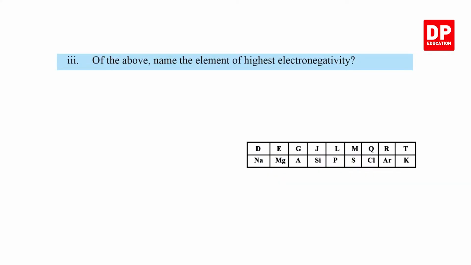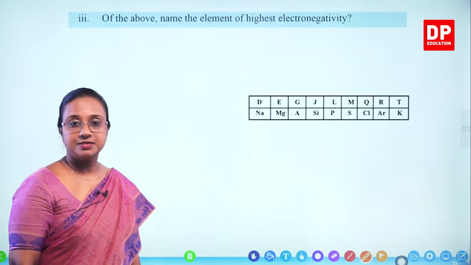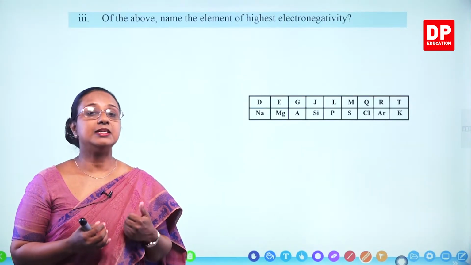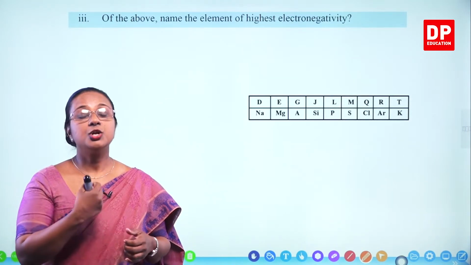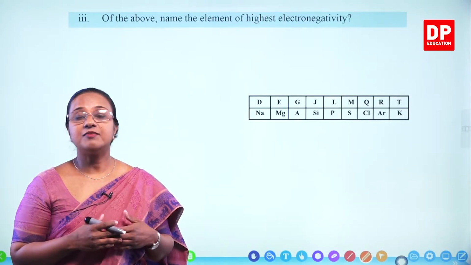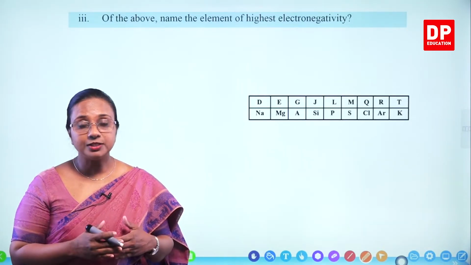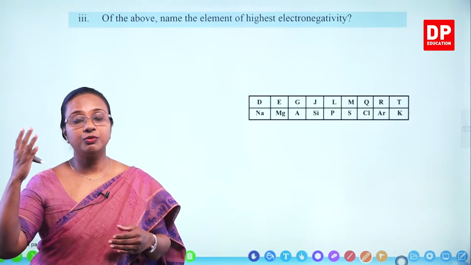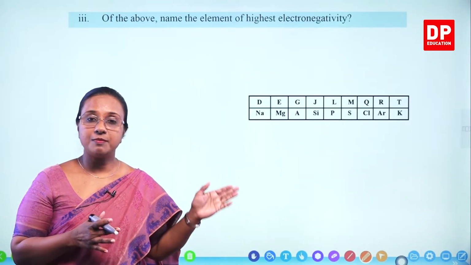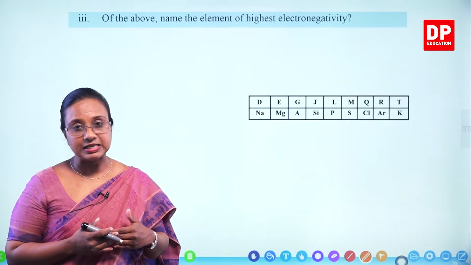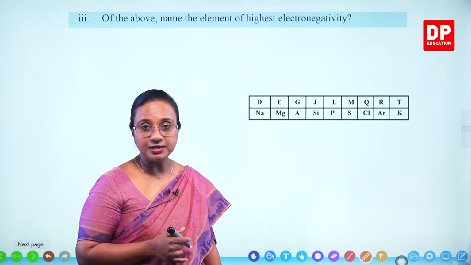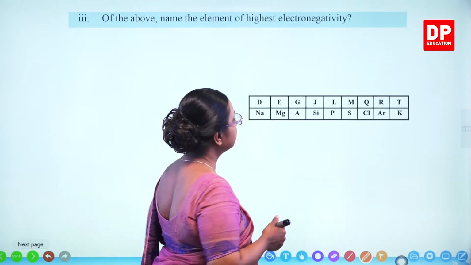Of the above, name the element of highest electronegativity. You can remember, students, what electronegativity is? Yes, it is the ability to attract electrons towards itself from a covalent bond. And the elements that have the highest electronegativity belong to what group? Yes, they belong to group 7. Group 8 is not considered for electronegativity, and across the period from left to right, electronegativity increases. And group 7 has the highest electronegativity. So we need to find the element that belongs to group 7. Here it is chlorine.